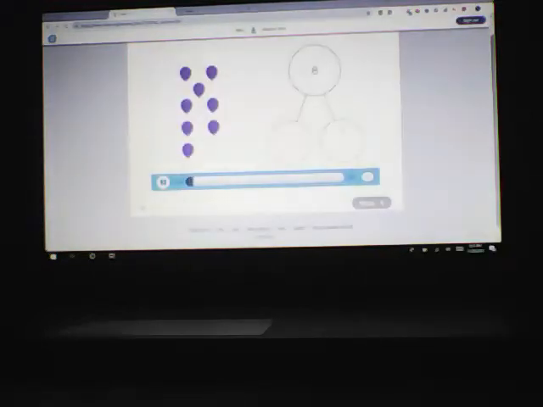One way to break up the 8 balloons is 5 and 3. Did you see a different way? I saw 4 and 4. I saw 6 and 2. I like how you each saw a different way to break up 8.